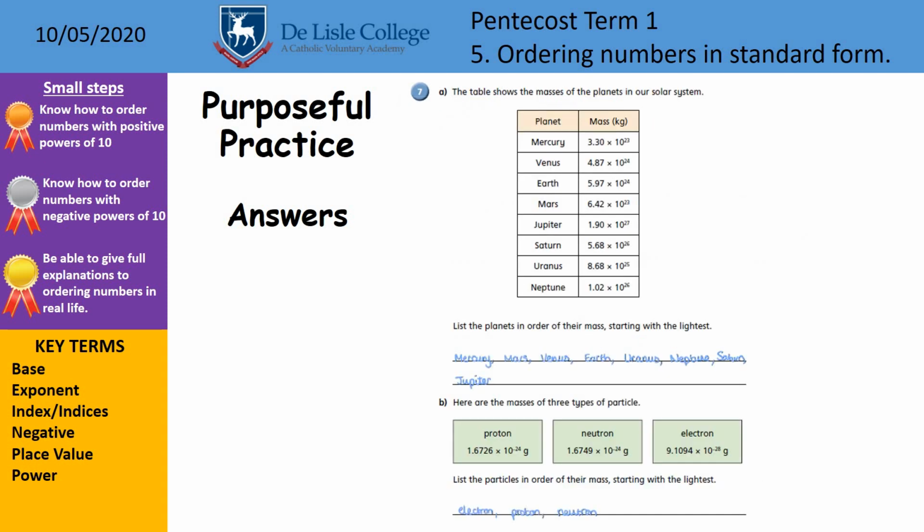And here are your answers to question 7, written in the right order for the planets, starting with the lightest. So Mercury is the lightest planet. Still pretty heavy, isn't it? 3.3 times 10 to the power of 23 kilograms. I wonder how they actually measured it. Certainly didn't have a big pair of weighing scales big enough to do that. Anyway, that might be something you might want to look into.